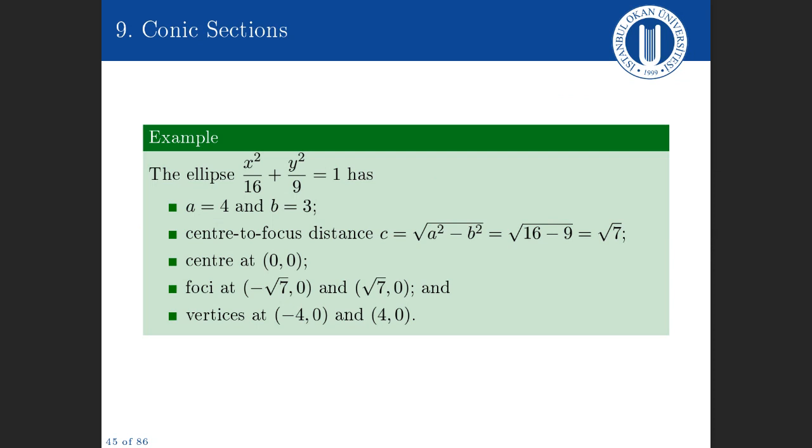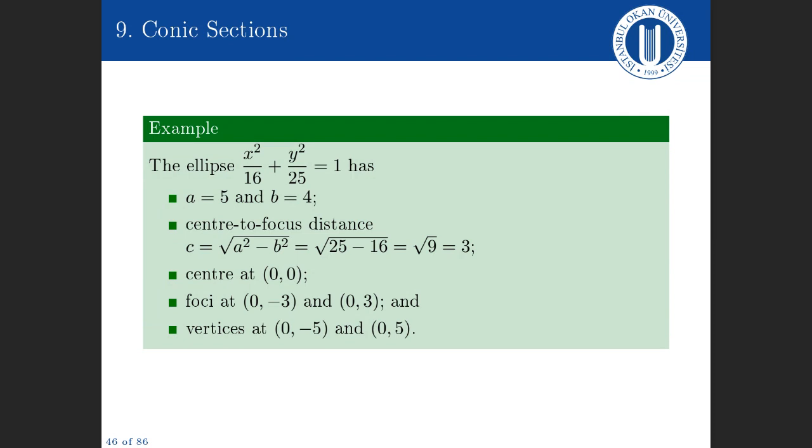For example, the ellipse x squared over 16 plus y squared over 9 is equal to 1. The bigger number I want to call a, and the smaller number I want to call b. So a is 4 and b is 3. The center to focus distance is then the square root of 16 minus 9, or square root of 7. The center is at (0, 0). The foci are at (-c, 0) and (c, 0). The vertices are at (-a, 0) and (a, 0).